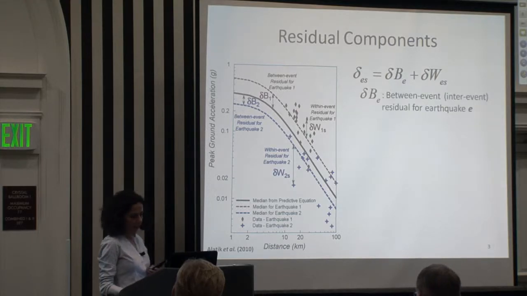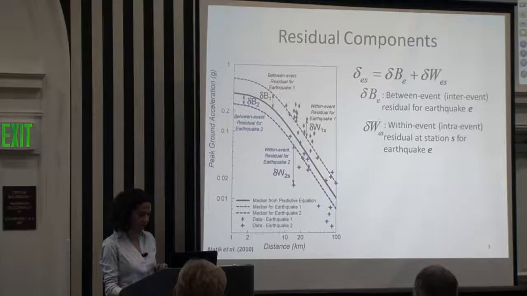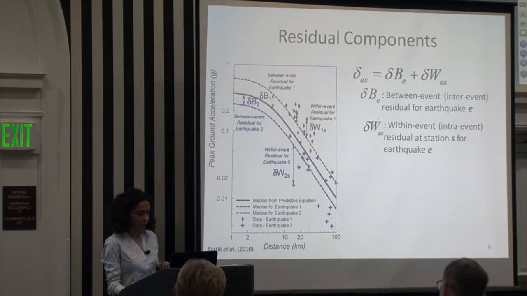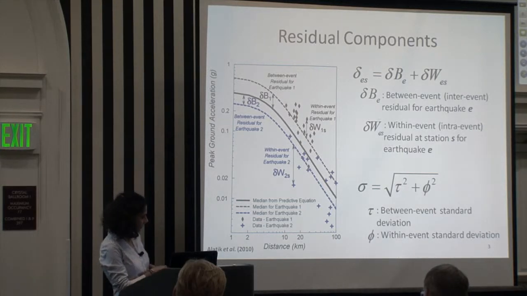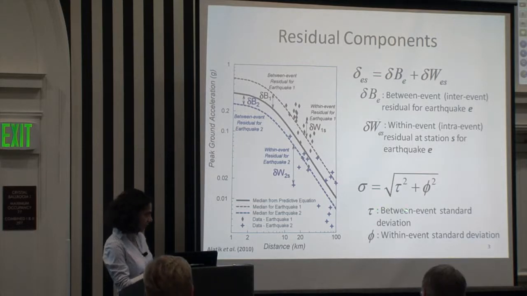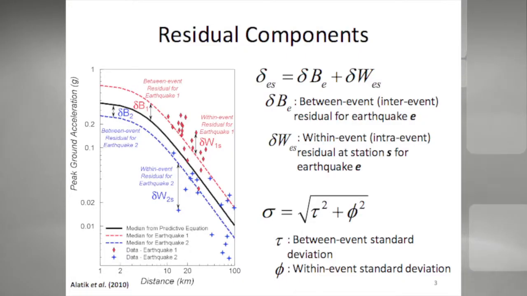So again, terminology, delta BE is the between event residual that used to be called, or sometimes is still called, inter-event residual or event term. Delta WES is the within event residual or intra-event residual at station S for earthquake E. Now, if we look at the standard deviations, we have tau, between event standard deviation, and phi is the within event standard deviation, and when we combine them, we get sigma, total standard deviation.